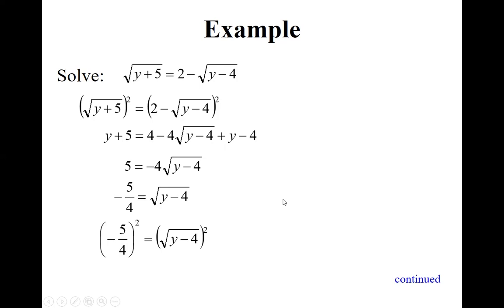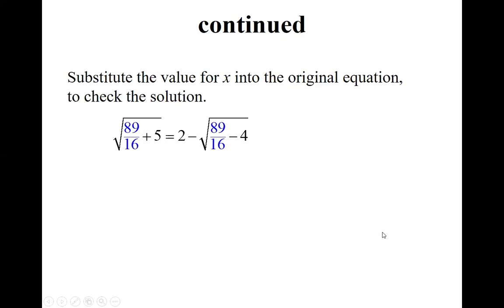Negative 5/4 squared is positive 25/16. Radical y minus 4 squared gets rid of the radical, leaves us with y minus 4. To get the y by itself, we want to add 4 to both sides. 4 is 64/16. 64 plus 25 is 89/16. So we have our answer, our potential answer of y equals 89/16. We want to check that value.